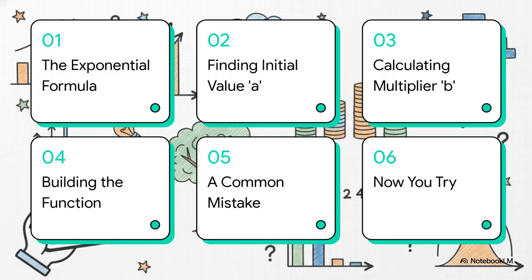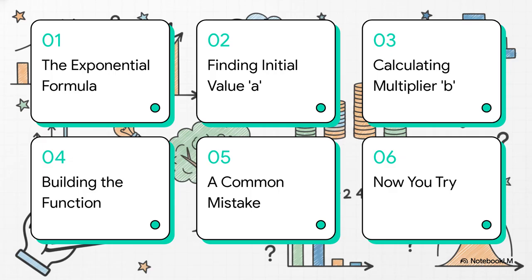All right, so here's our game plan for today. We'll start with the basic formula, then we'll break down how to find its two key parts, A and B. After that, we'll build the whole function, talk about a super common mistake to avoid, and then you'll get a chance to try one out for yourself.